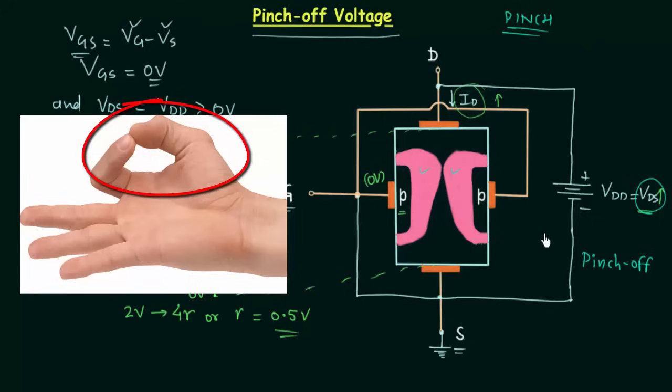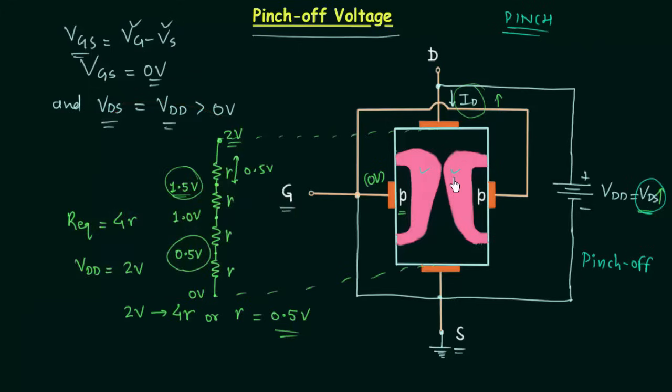And because of this reason, we call VDS the pinch off voltage. Pinch off voltage is denoted by VP, V subscript P.